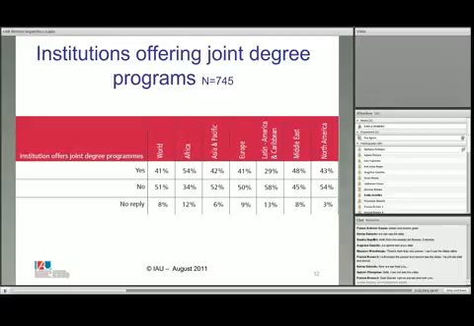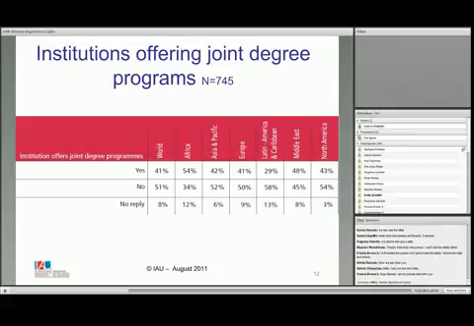Just to compare, we wanted to know whether the joint degree was a more popular approach. The joint degrees enable students to graduate with one certificate, but which carries the names of the two or more offering institutions. And here, the numbers are slightly lower. Only 41% of the institutions worldwide indicate that this is something they offer. And you can see that in Europe, it is a less popular approach. Again, Latin America tends to be among the lowest. In this case, it is the lowest of institutions in terms of engaging with joint degrees.